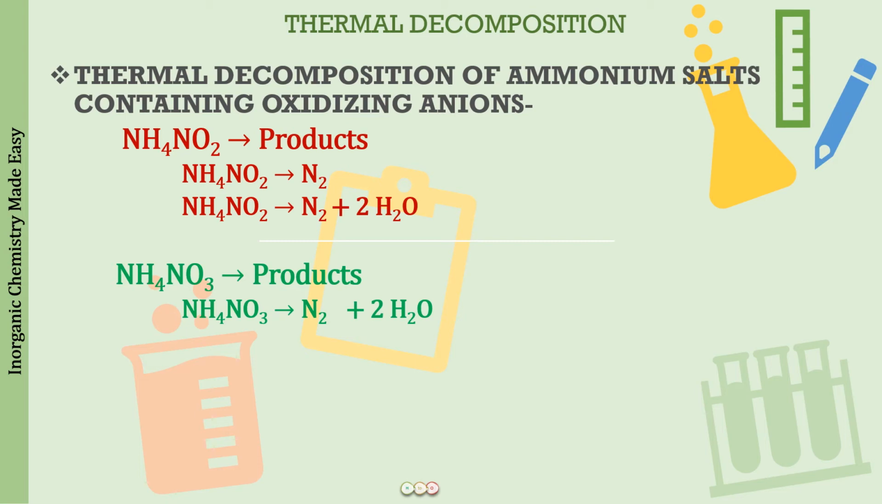So that 1 oxygen atom, just put it with again N2. So this will be giving us N2O. So this was the only exception from the oxidizing anions where nitrogen gas was not released. It was N2O that is getting released. So this is also very easy to remember. No problem in learning it.